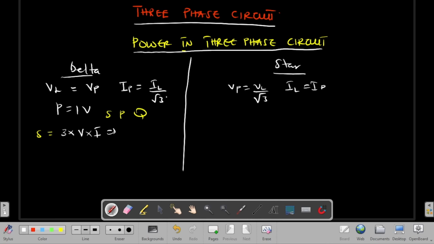So generally, the formula for every power, whether it's delta or star, is S equal to square root of 3 multiplying VL multiplying IL. Okay, so this is the general formula for every configuration. But how do we prove this? Let's see why this is true.